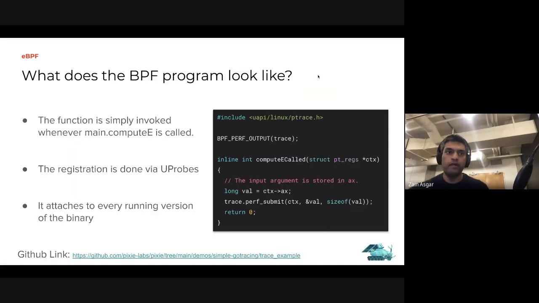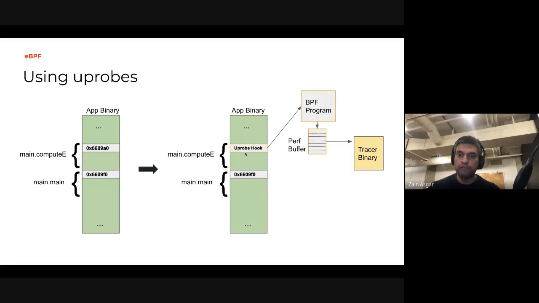Cool. All right. So this entire process seems pretty complicated, but it's actually pretty digestible, right? So what does this BPF program look like? This is a function that will get called every single time, if we step back over here, every single time this uprobe hook gets executed, which is essentially when we reach this instruction on the application binary.